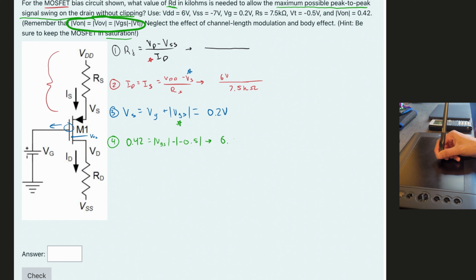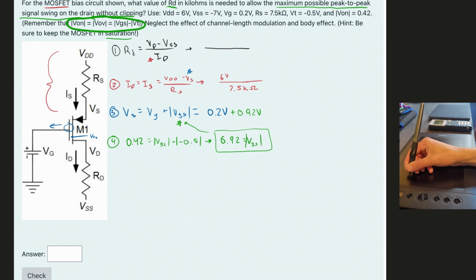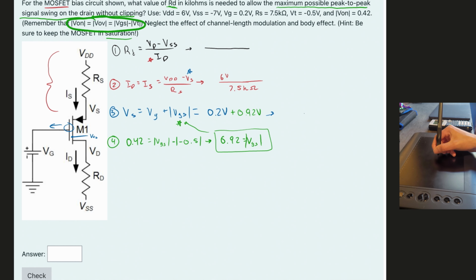And we should have a 0.92 if we add these together, and this is equal to the absolute value of VGS. So we can just take this and plug this in here. We have 0.2 volts plus 0.92 volts, and this is going to give us a VS equal to 1.12 volts. So that is going to be our source voltage.